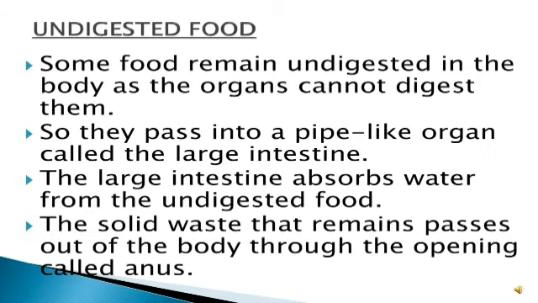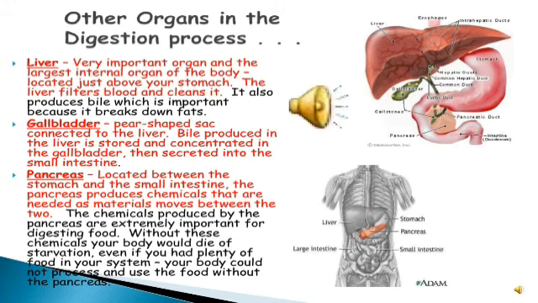The next is the undigested food. Some food remains undigested in the body as the organs cannot digest it. So it passes into a pipe-like organ called the large intestine. The large intestine absorbs water from the undigested food. The solid waste that remains passes out of the body through the opening called the anus.